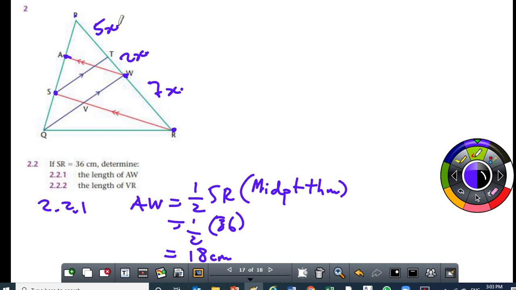Also, if I want to find VR, I may need to know the length of SV, because I want to try and use the proportion theorem to get the actual length of VR, which means I need that. So what I'm going to do is determine the ratio of RV over VS first, using this 2x and that 7x.